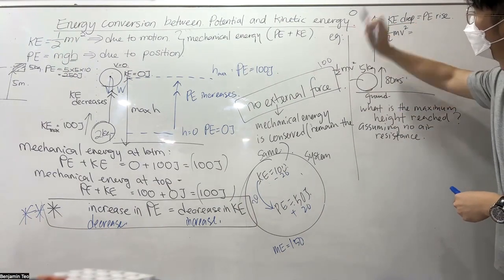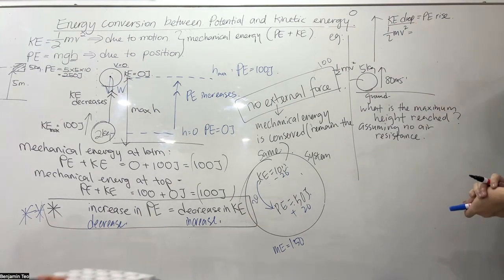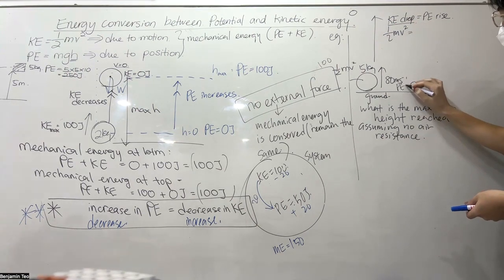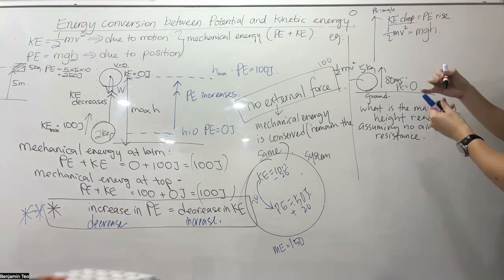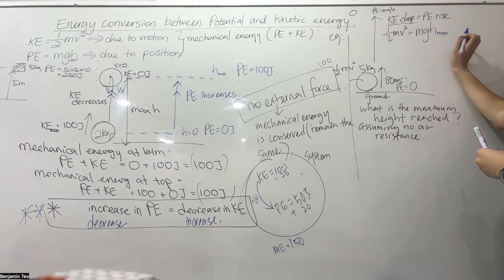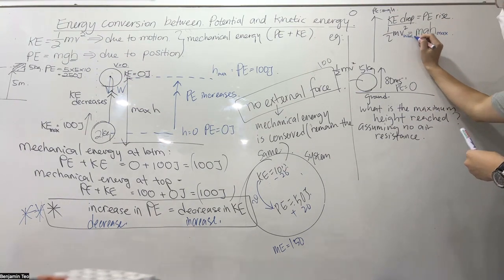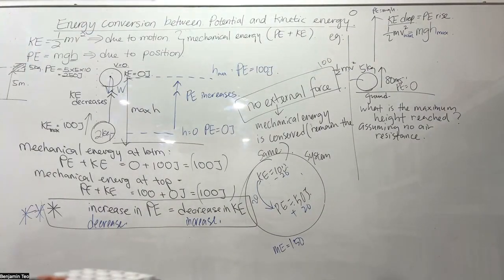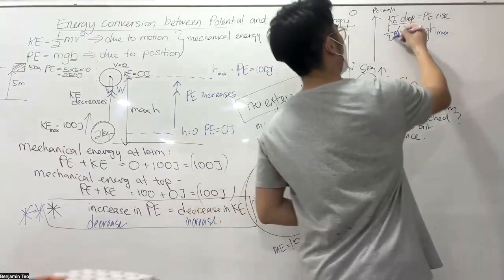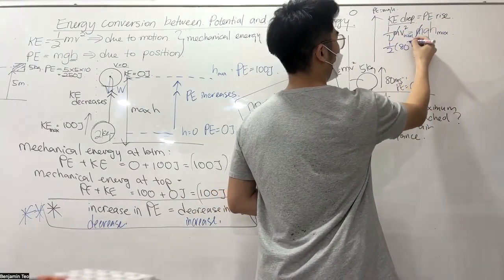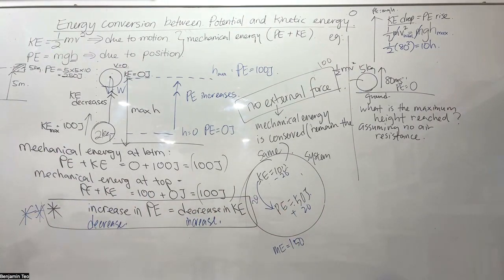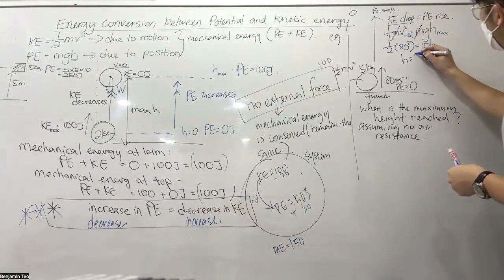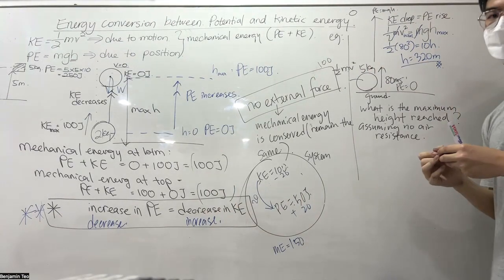Okay, so for example, here is 100, here is 0. So the drop is 100. PE rise: at the bottom PE is 0, at the top PE is mgh. PE rise is mgh. This is your max height, this is your initial. So half mv squared equals mgh. Then I will find my h. Meter.